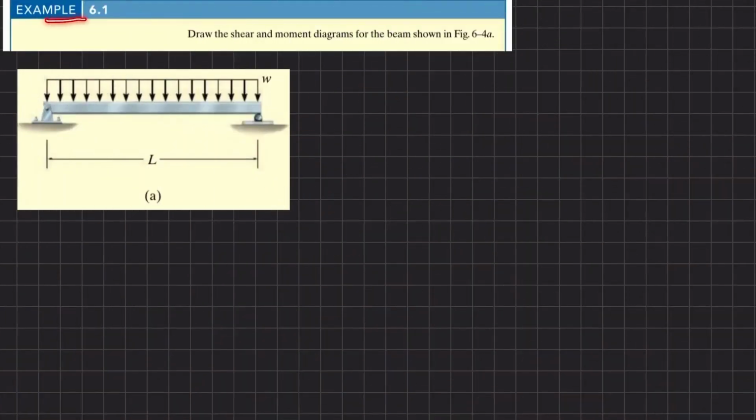Welcome back. Example 6-1. The statement is: draw the shear and moment diagram for the beam shown in figure 6.4a. You can see this is a simply supported beam that is acted upon by a uniformly distributed load of W, clear? The length of this beam is L. So let's start with the solution.